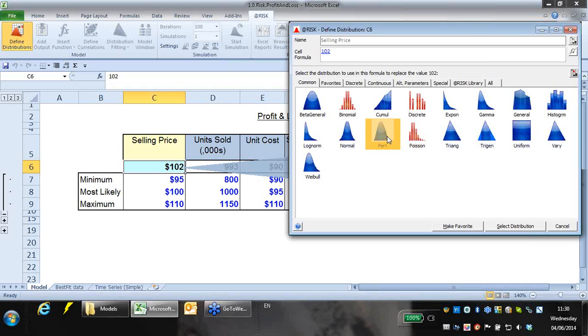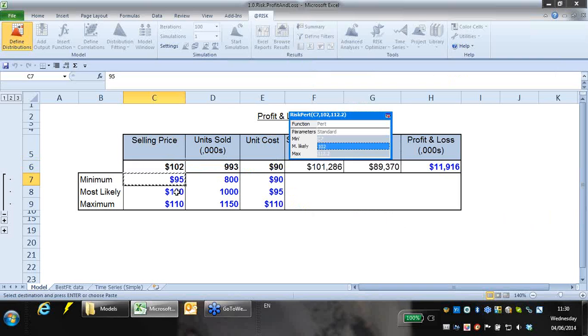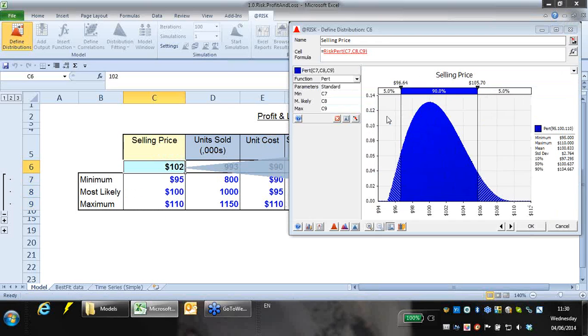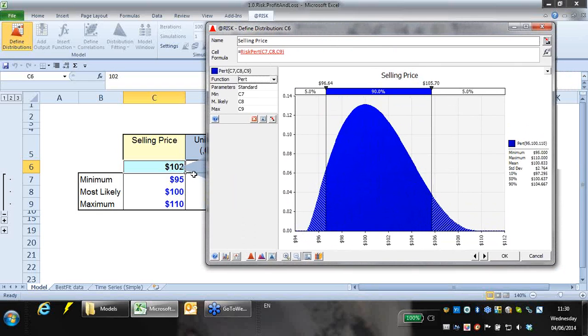So what I'm going to do is select a PERT distribution as the first distribution that I'm going to use. As I said, the parameters for a PERT distribution are the same as my 3-point estimate: a minimum, most likely, and maximum, which is what I've got here. So if I click this little button here, which allows me to assign Excel cell references as arguments, then I go 1, 2, 3, hit enter, and now I've got a distribution for selling price that has been based on these 3 values down here.